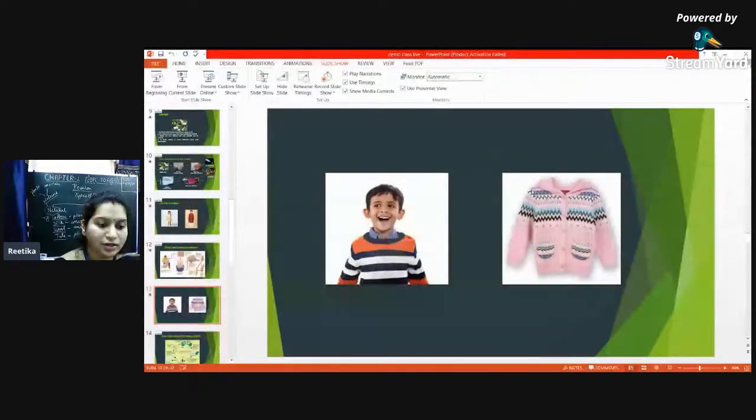So when we knit the wool yarn, a sweater is formed like this, a handmade sweater. Okay, and when we knit or weave it in the machine, then a sweater that we purchase from the market is made. Clear? So this is the difference between weaving and knitting. Any doubt?